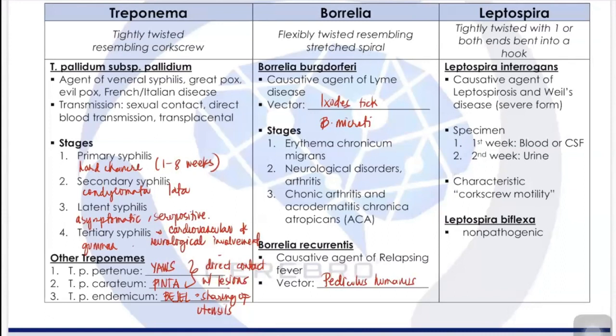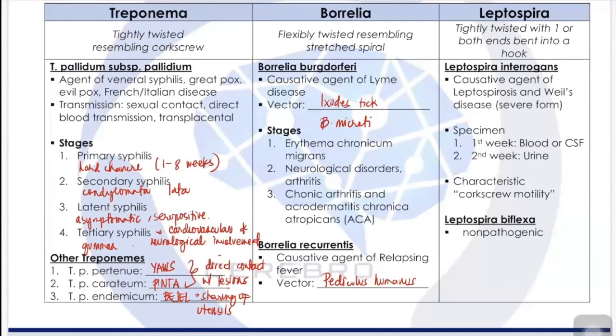Here we have two, Leptospira interrogans and Leptospira biflexa. However, Leptospira biflexa is non-pathogenic. So Leptospira interrogans is the causative agent of leptospirosis and Weil's disease. Weil's disease is the severe form of leptospirosis. Now take note of the specimen that needs to be collected depending on the duration of the infection. Usually in the first week of the infection, the organism can be isolated from blood or CSF. However, in the second week of the infection, the organism can be isolated from the urine. Okay?